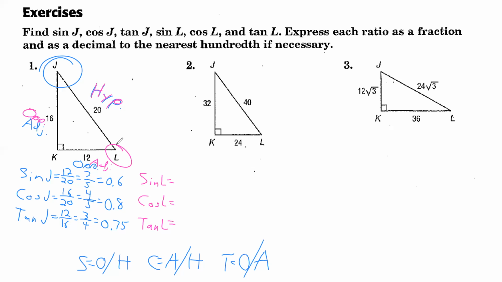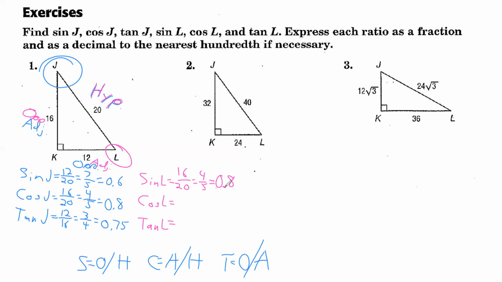So, setting these up. Now, I have it labeled. We can do it the same way that we did the last one. Sine of L, opposite over hypotenuse. 16 over 20. There is a faster way to do this right now. A faster way? What could we do instead?